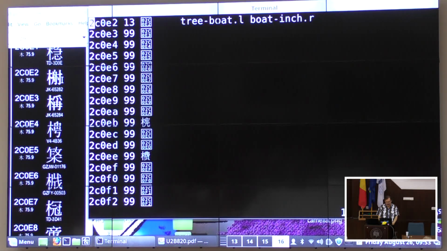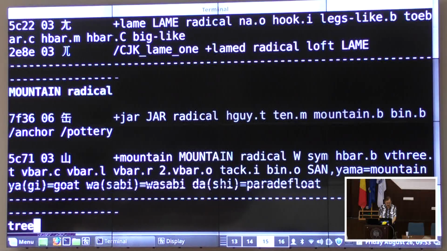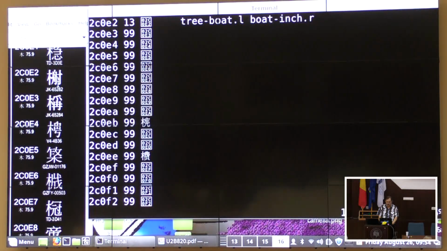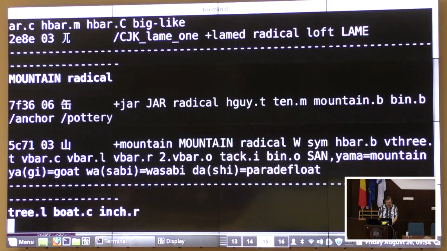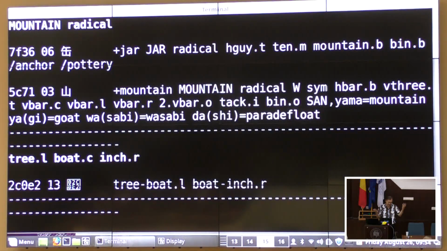And it intuits from that, however, because I can actually say tree left boat dot center. What was it on the right? Inch or measure on the right, and it should actually find that. It still doesn't have the glyph.